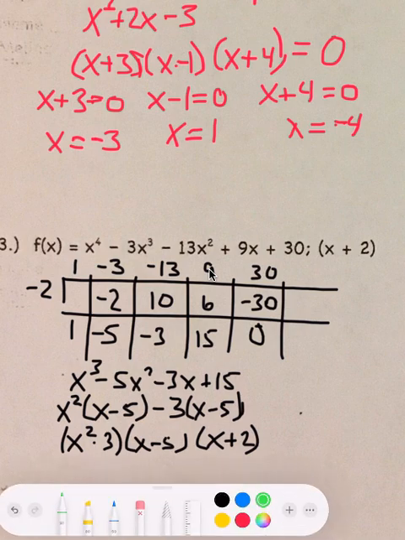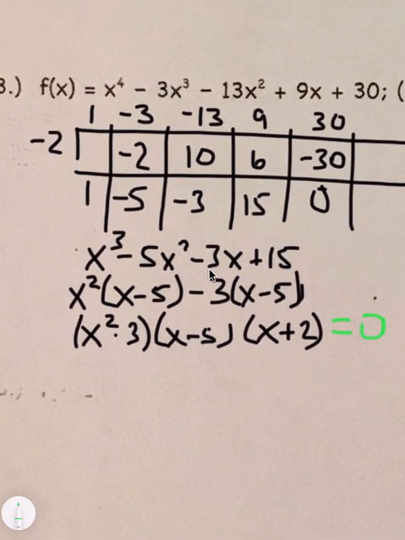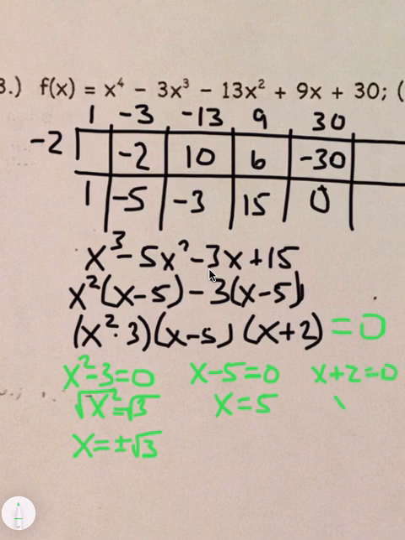And then when we want to solve, we set it equal to 0. So when x squared minus 3 equals 0, we have to take the square root. So that means x is plus or minus the square root of 3 for those. x minus 5 equals 0, so x equals 5, and x plus 2 equals 0, so x is equal to -2.